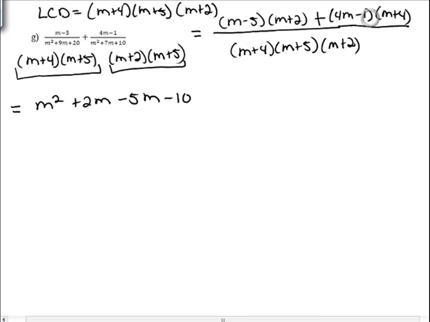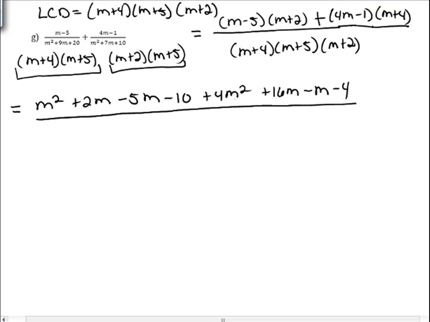Now do FOIL over here. 4m times m is 4m squared. And 4m times 4 is plus 16m. -1 times m is -m. And -1 times 4 is -4. All of this then goes over our common denominator, m plus 4 times m plus 5 times m plus 2.